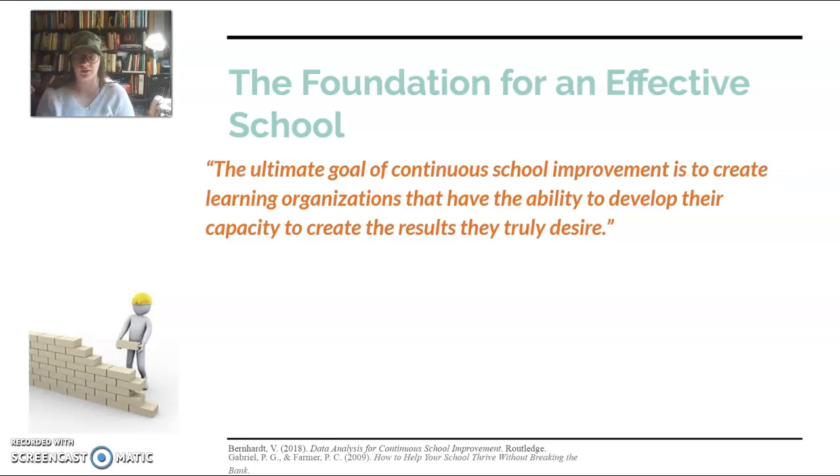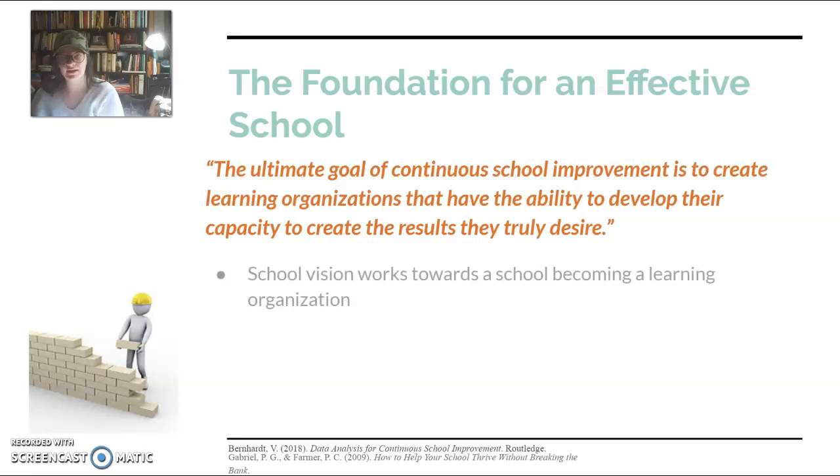So we want to continue to improve. We don't just want to improve one time on one thing and stop. As we've talked about, it's continuous. That's why we revisit our vision, and that's why our vision isn't stagnant and can change. Having that vision, that capacity to create the results we truly desire, is what creates that continuous school improvement, and that continuous school improvement is what creates an effective school. Being able to improve is a huge thing.